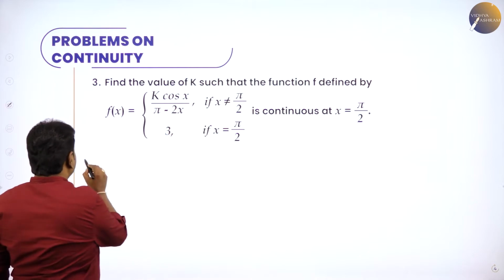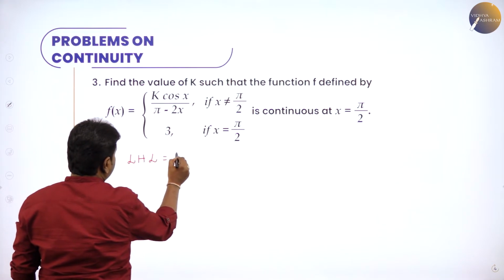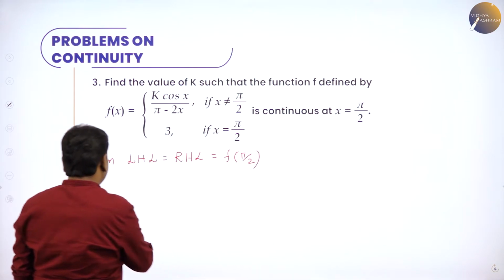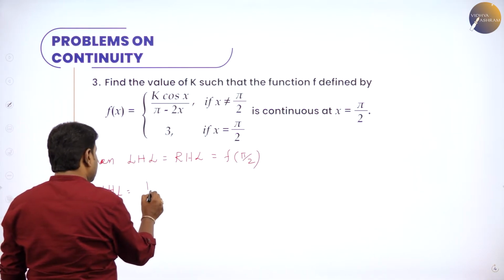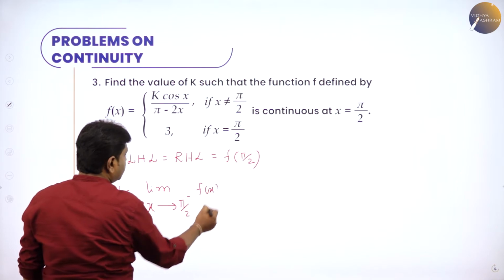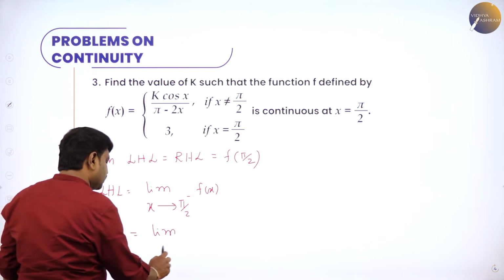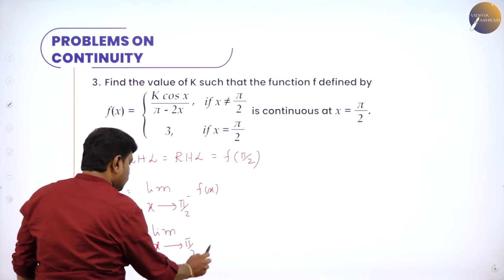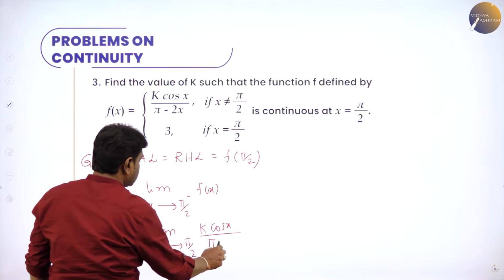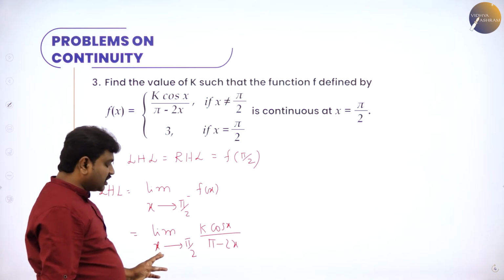Now they told continuous. Again I can say given LHL value is same as RHL value, right handed limit, in turn which is same as f of pi by 2. Now I will find LHL. LHL is what? Limit extends to pi by 2 minus f of x. Because they told continuous at pi by 2, so I am taking pi by 2 minus. What is meant by limit extends to pi by 2 minus? It is same as limit extends to pi by 2, and choose f of x. What is f of x? K cos x divided by pi minus 2x. So now we need to apply limit. Limit extends to pi by 2, k cos x by pi minus 2x. Now what is meant by limit extends to pi by 2?